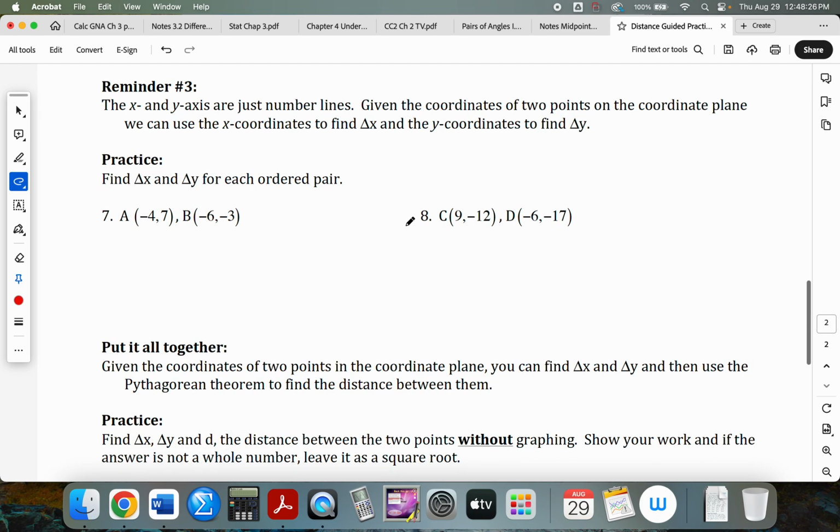So, let's do that here. Let's find delta x and delta y for these ordered pairs. So remember that the x and the y-axis are just number lines. It's just that one is horizontal and the other one's vertical. So delta x is going to be negative 4 minus negative 6, which is positive 2. And then delta y would be 7 minus negative 3 is 10.